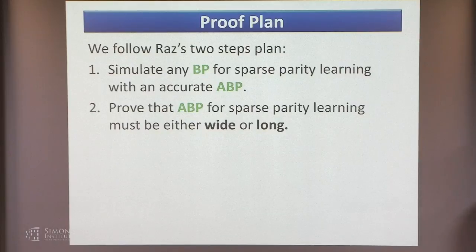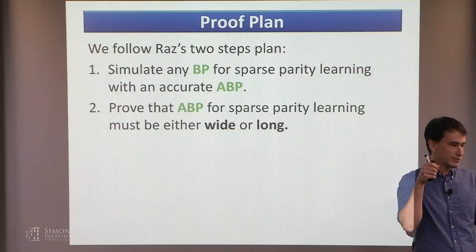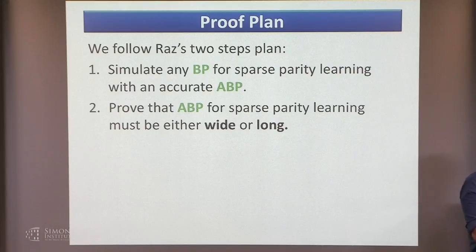So what will be the proof plan? We will start with a branching program that doesn't necessarily have this property that it remembers just equations. It could remember anything. And then we'll convert it, or simulate it, using an affine branching program. To go from the branching program to the affine one, we would need to introduce new nodes and increase the width. But we will do it in a controlled way. We will increase the width, but not by too much.